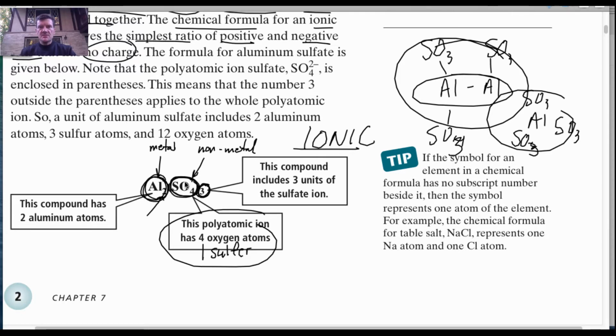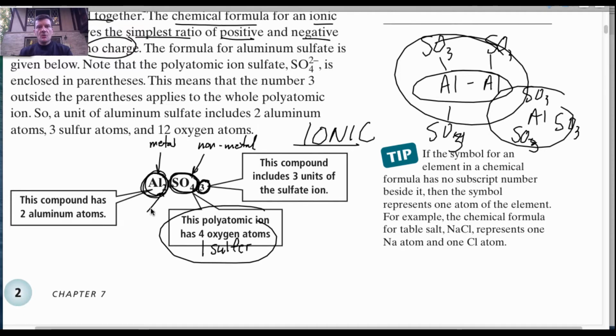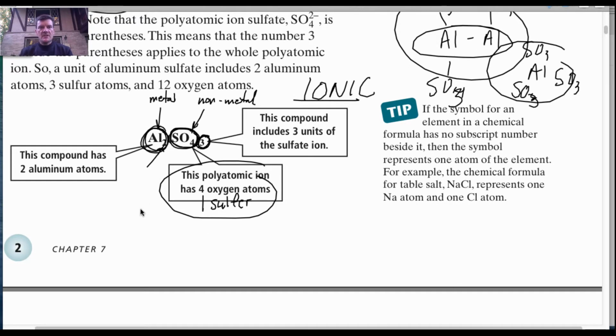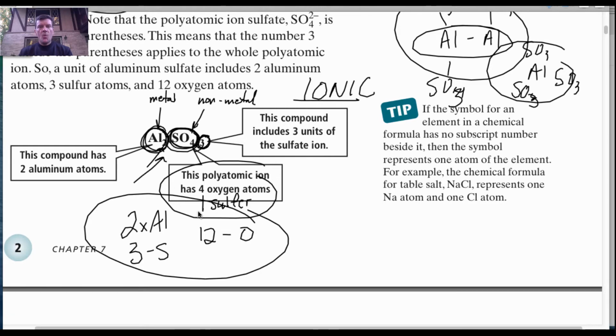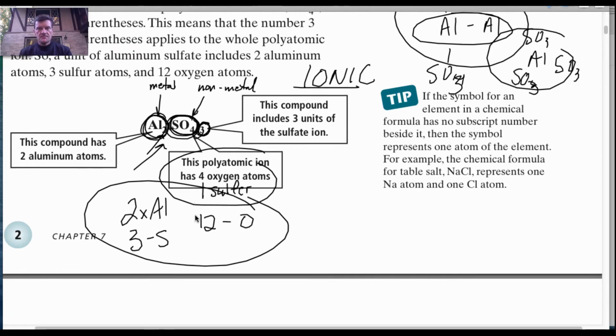So now let's break this down. How many total atoms of each element are there? There's 2 aluminums, 2 times the aluminums, and there are 3 groups of this SO4. Inside this group there's 1 S, but that's 3 times. So there are 3 sulfurs, and there are 3 times 4, there are 12 oxygens. That's how many total atoms are in one of those compounds. Okay?